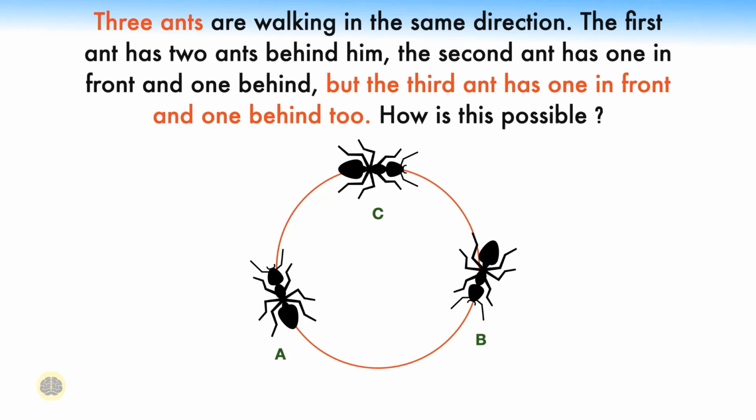There can be other solutions to this riddle. Do share yours in the comment section. But the most widely accepted answer to this riddle is the ants are moving in a circular manner.